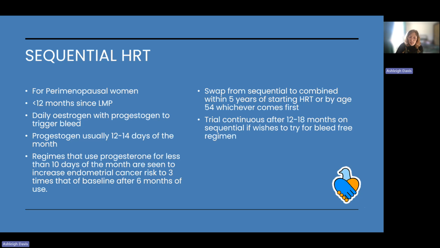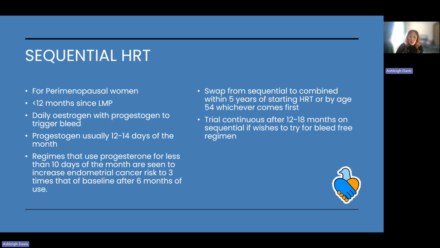We should be swapping to combined after 5 years of starting HRT or by the age of 54, whichever comes first. For women who would like a bleed-free regime, we can trial a continuous regime after 12 to 18 months on sequential if they wish to try a bleed-free regime.